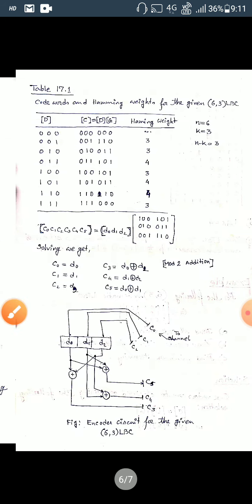The question is: first, find all the code vectors. This is now so easy. You already know that you have to do the operation v = u times G. U is a 3-bit number, so the number of variations will be 2 to the power of 3. That means there will be 8 types of u, starting from 000 up to 111, and G is the systematic matrix. You have to apply it and do the multiplication.